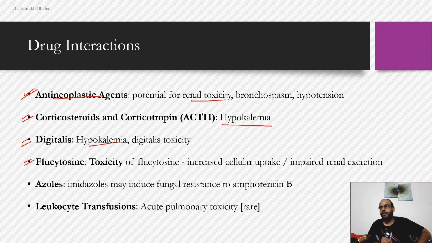Flucytosine. Remember that flucytosine is given with amphotericin B in many of the cases of cryptococcus in HIV. So it may increase the level of flucytosine by increasing the cellular uptake of flucytosine or impaired renal excretion of flucytosine. So either it will increase the uptake of flucytosine inside the cell or it will impair the renal excretion of flucytosine, leading to toxicity. Azoles. Azoles may induce fungal resistance to amphotericin B. How? We'll discuss in the next slide when we're discussing resistances.